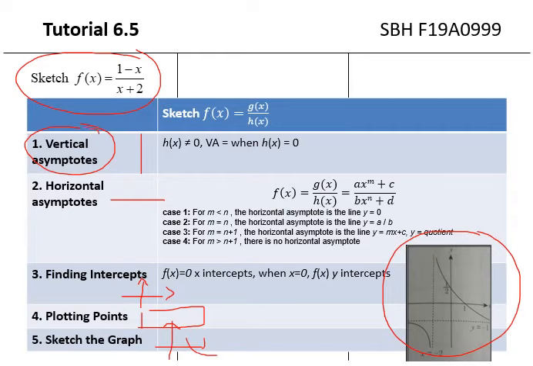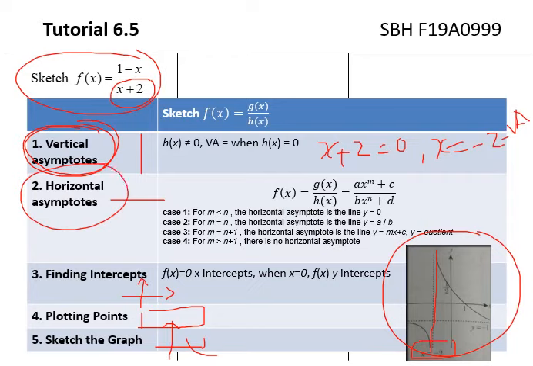The first one, vertical asymptotes. When h(x) equals 0, where's h(x)? This one. x plus 2 equals 0, so x is minus 2. This is the vertical asymptote. x is here, minus 2. So we have the vertical asymptote.